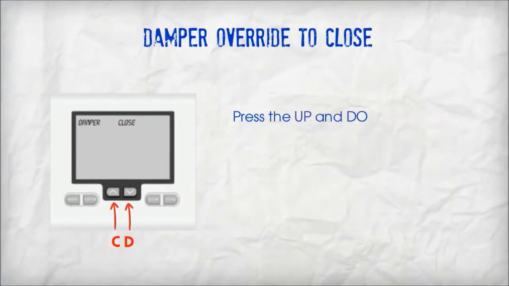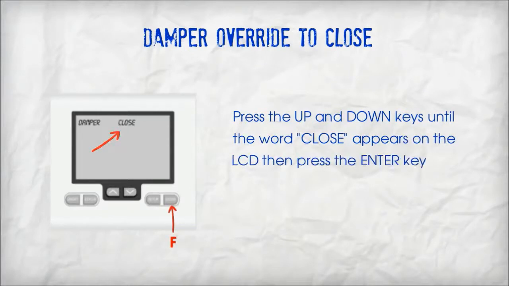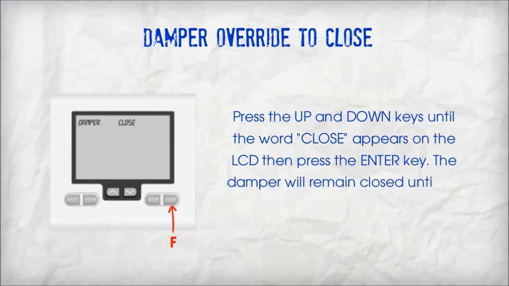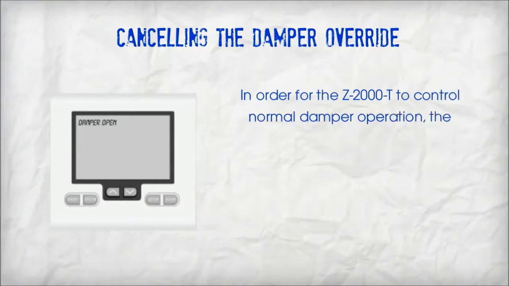Override to close, press the up and down keys until the word Close appears on the LCD, then press the Enter key. The damper will remain closed until the override is cancelled. In order for the Z-2000-T to control normal damper operation, the override must be cancelled.